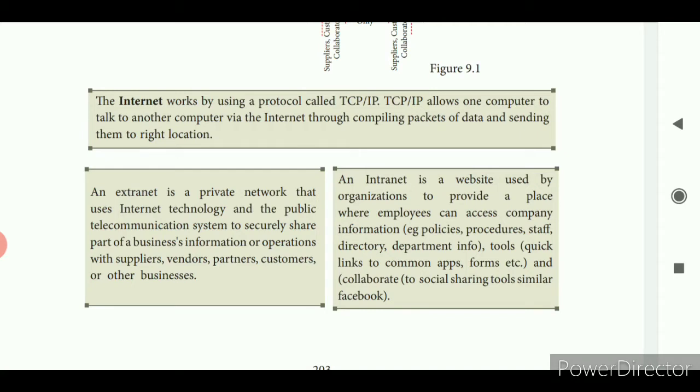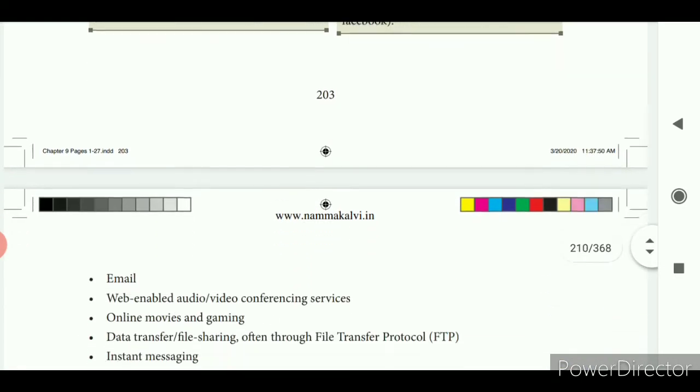Then what do you mean by intranet? Intranet is a website used by the organization to provide a place where employees can access company information. So intranet is nothing but a website used by a particular organization to provide information about the organization to the employees. For example, policies, procedures, staff directory. Now you are using our school website, no, like that. There are also tools to collaborate and social sharing tools, similar to Facebook.